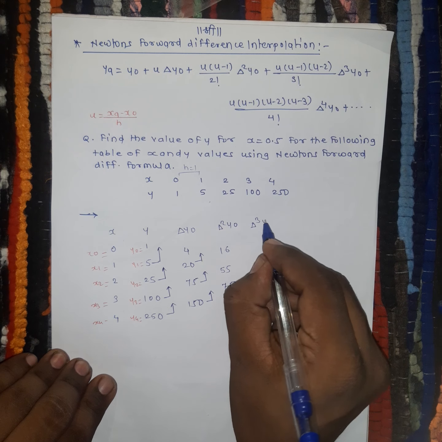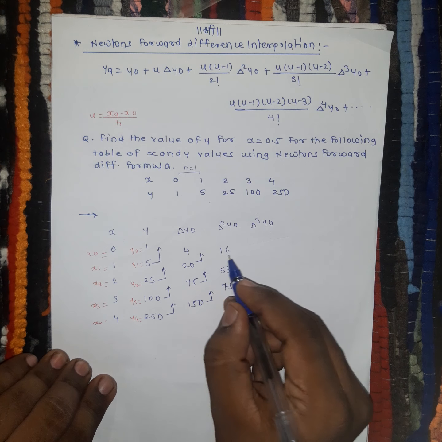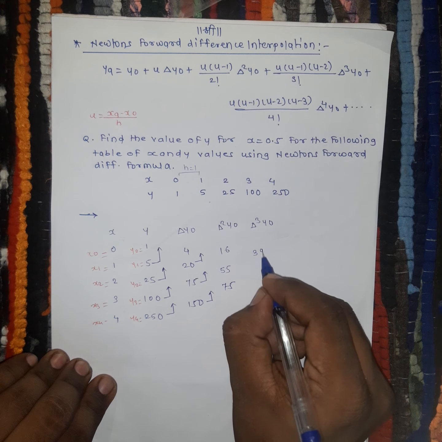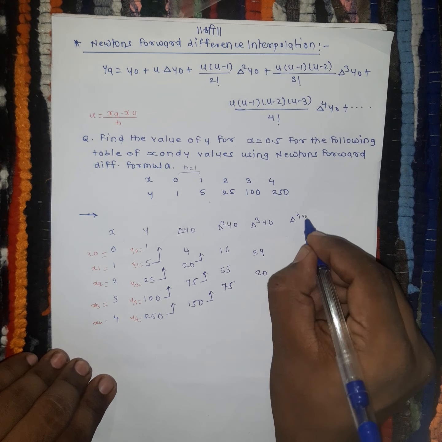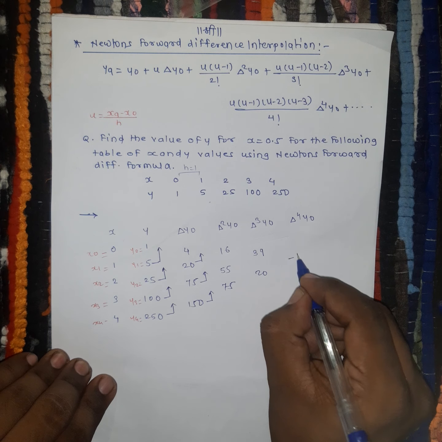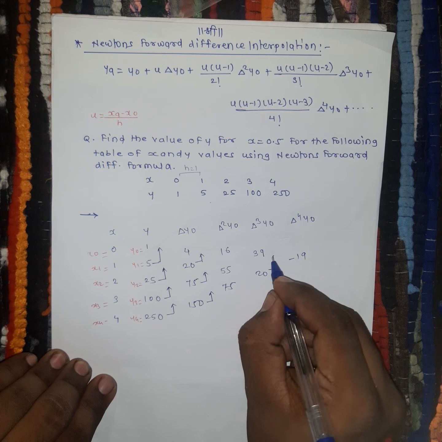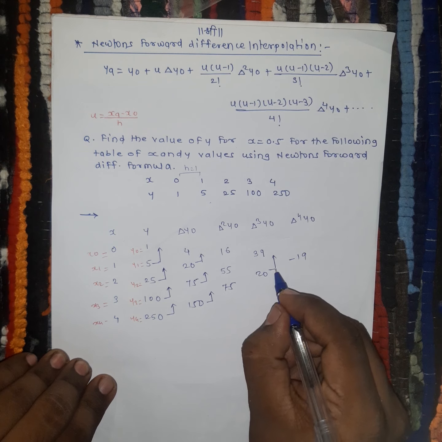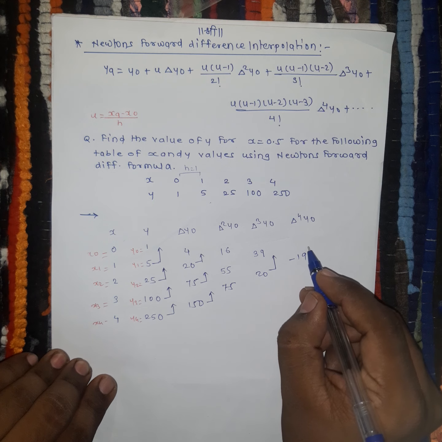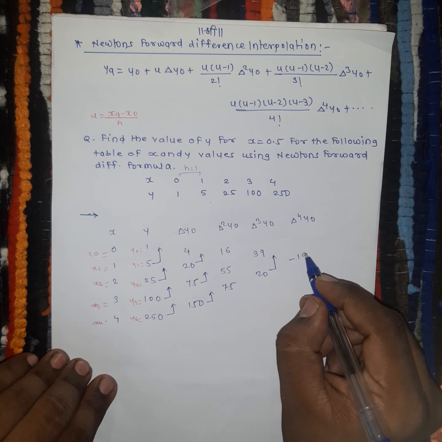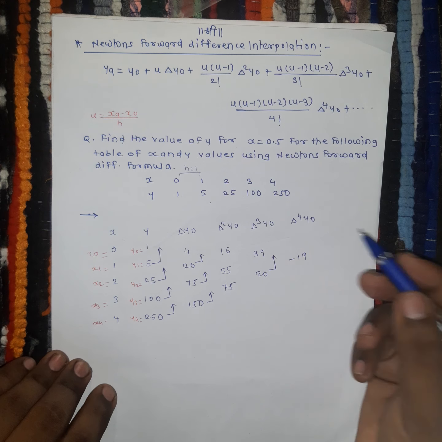Again, delta cube y naught: 55 minus 16 is 39, and 20 is there. Then delta raised to 4 y naught is equal to 20 minus 39, which is minus 19. So you have to proceed until a single value is reached in the delta columns.